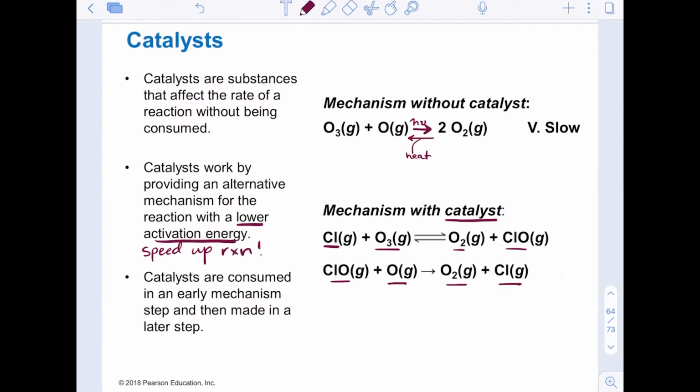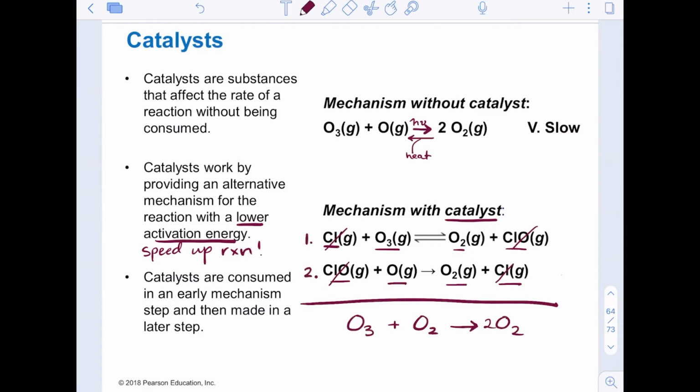So let's look and see, can I add this up? Cl atom and Cl atom, ClO and ClO cancel, O3 plus O yields 2 oxygen diatomics. Yes, it's the same overall reaction, but a different mechanism. Happens in 2 steps. Now let's look and see, what did we cancel out here? ClO is produced in the first step and used in the second. That means it is an intermediate.